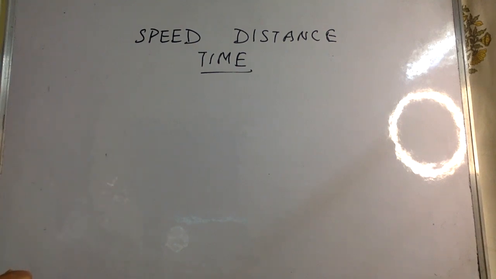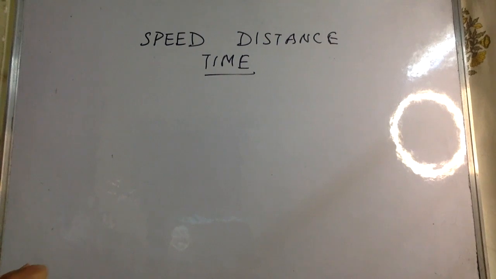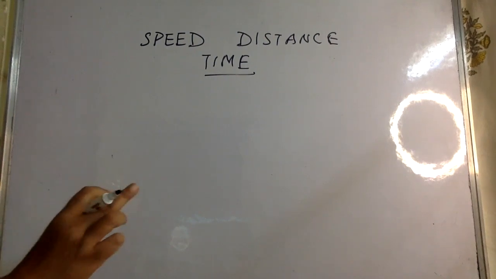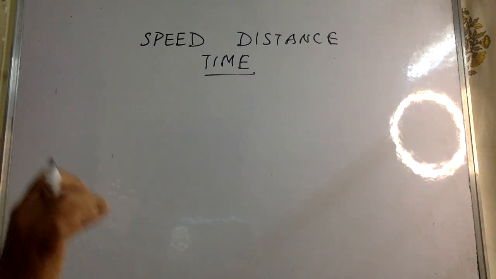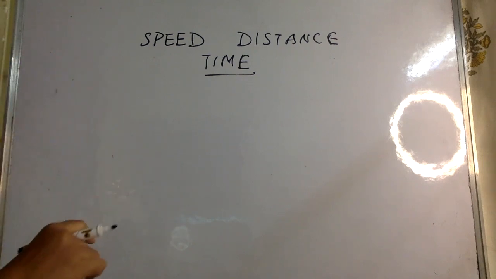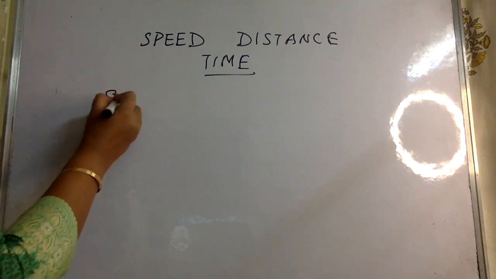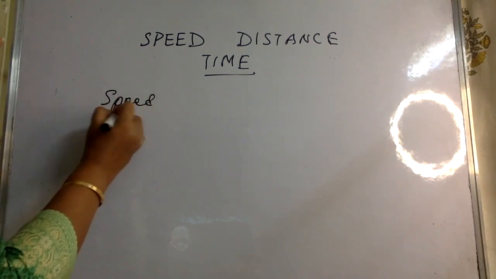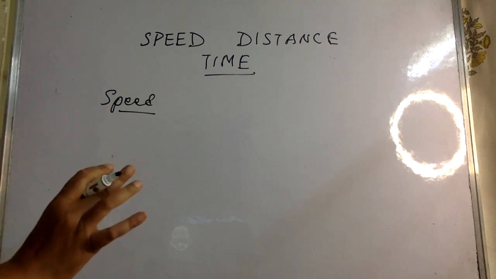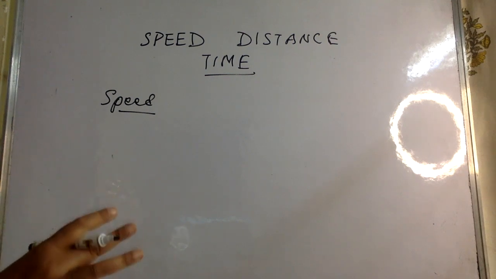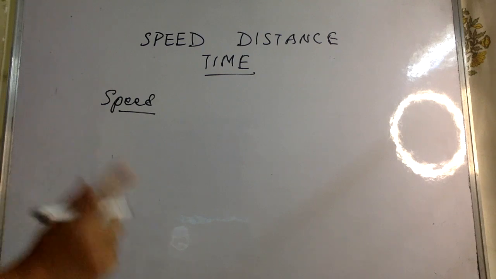You have to be very clear about units in this chapter. So let me tell you a little bit about units before I start with this chapter. Here, speed is the distance covered per unit time. That is, in 1 minute.